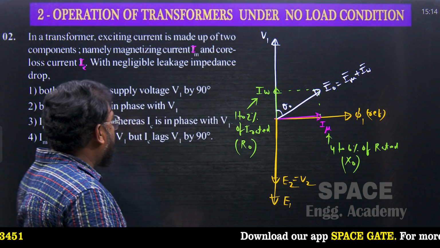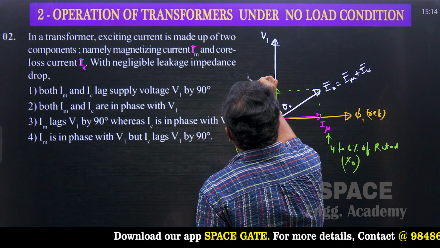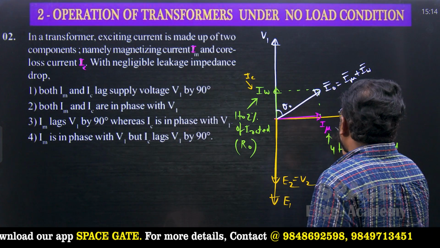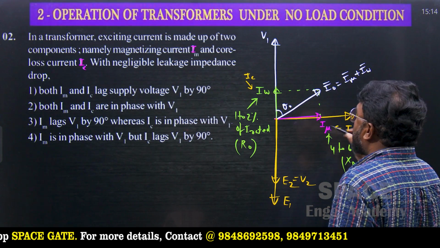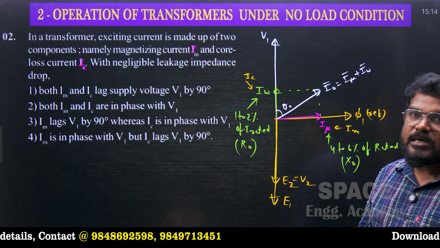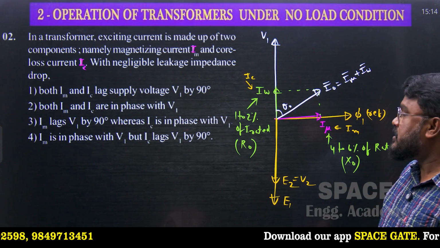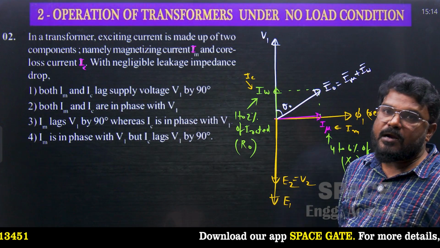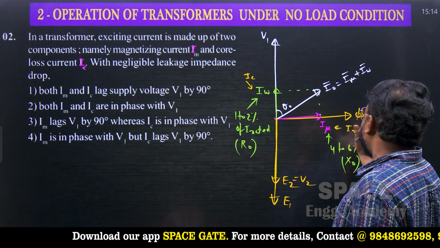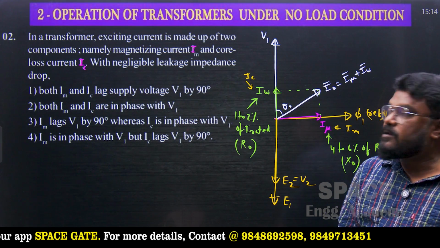From this vector diagram, we can answer this question. This is denoted by IC, the core loss component of the current, and this is denoted by Im. So IC, the iron loss component of current, is in phase with the applied voltage, and the magnetizing current is in phase with the flux, or lags the applied voltage by 90 degrees.